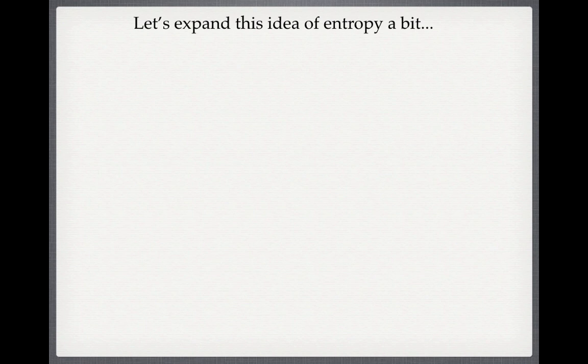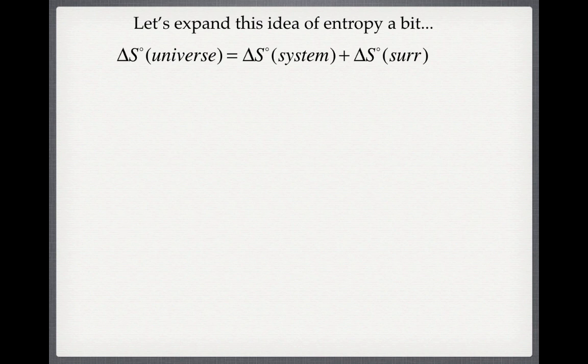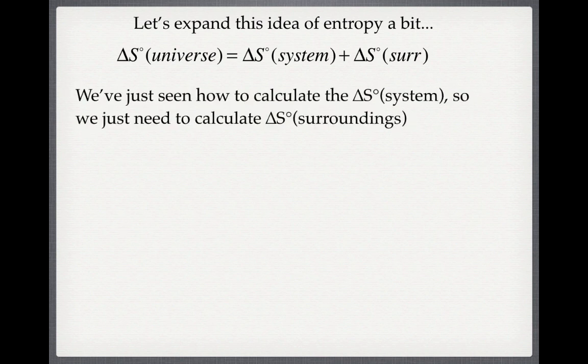Well, let's expand our concept of entropy just a little bit, taking on some of the equations we looked at initially with entropy. So we had an equation that said that the change in entropy for the universe is equal to the change in entropy for the system plus the change in entropy for the surroundings. So we've seen how to calculate the delta S for that system. What we need to do is figure out how to calculate the delta S for the surroundings.